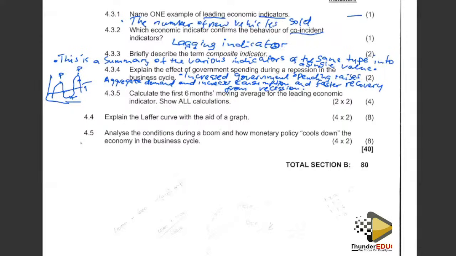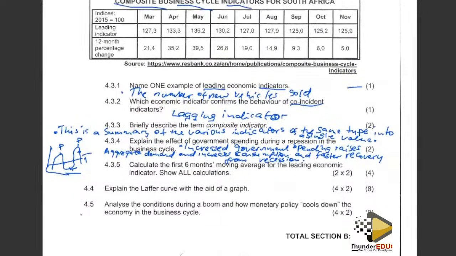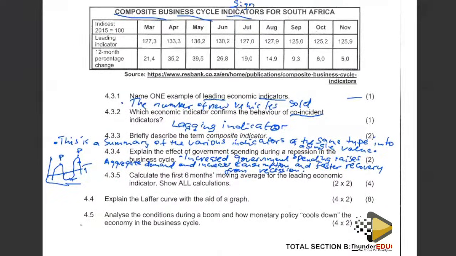Okay, right. So now, grade 12s, at this juncture now we are done with our 4.3.4. So now let's land on to 4.3.5. So now 4.3.5 reads as follows. Calculate the first 6 months moving average. So now 6 months moving average for the leading economic indicator. What is this moving average? Moving average is a concept that we use to predict the future events, but using the current data.